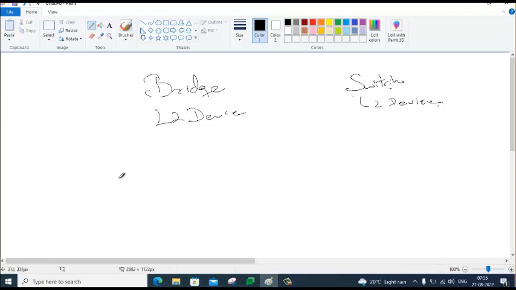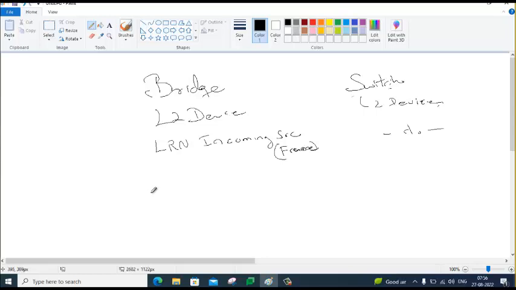Now, both learn MAC addresses from the incoming source of the frame. It looks into the incoming source and learns the MAC address, and it's the same here also. Now we are writing similarities, right? So they learn MAC addresses.